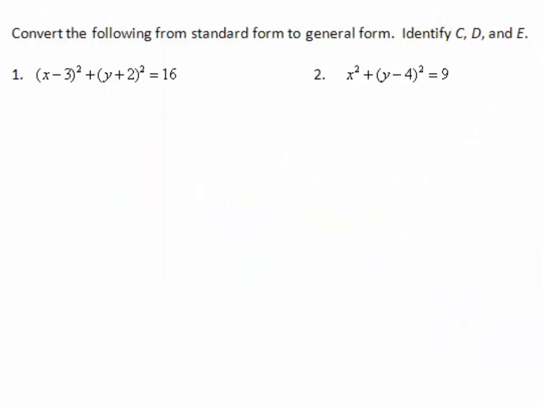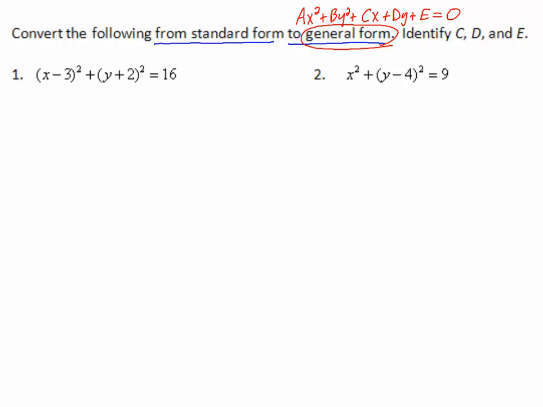So let's take this into our final objective. Converting the following from standard form to general form. Remember what general form looks like. ax squared plus by squared plus cx plus dy plus e equals 0. That's our general form. That's what we want it to look like.